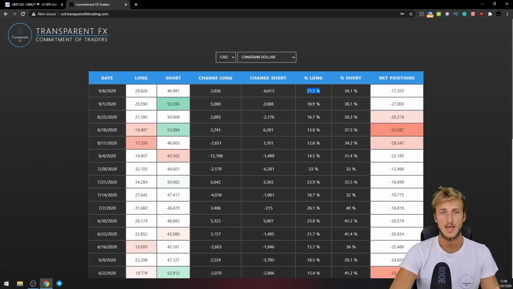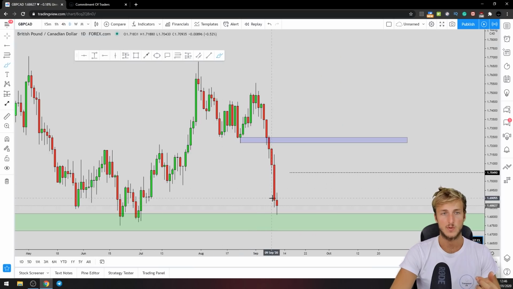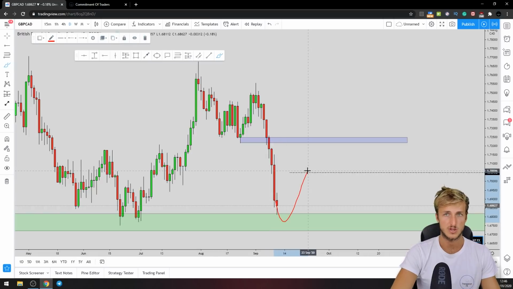long exposure to 21.5%, short exposure to 34.1%, and the net positions going from minus 33K to minus 17K. So definitely net positions are increasing and the CAD is getting stronger, with currently 29K longs and 46K shorts. And until the CAD starts getting weaker, it will be very difficult to see a retracement.